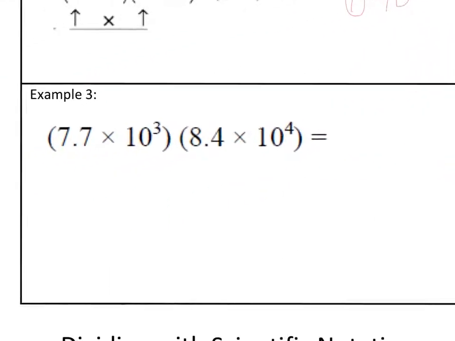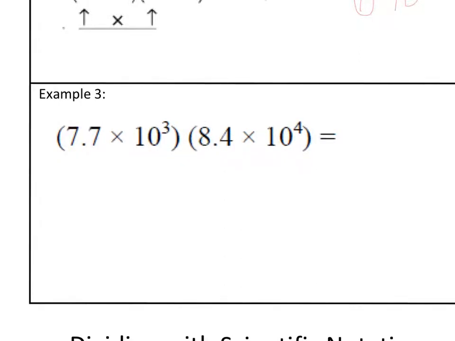Now let's take a look at number 3. 7.7 times 10 to the 3rd times 8.4 times 10 to the 4th. So once again, we know we've got to multiply 7.7 times 8.4, which is going to give us 64.68. And we know we're going to add 3 plus 4, which is going to give us 10 to the 7th. But we know that 64.68 is not written in scientific notation.